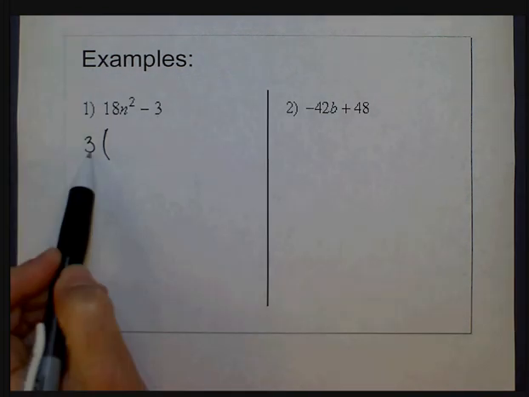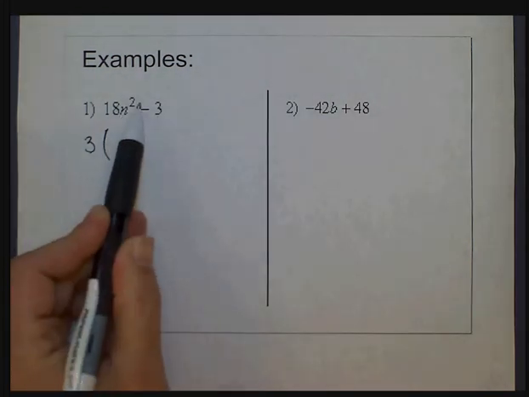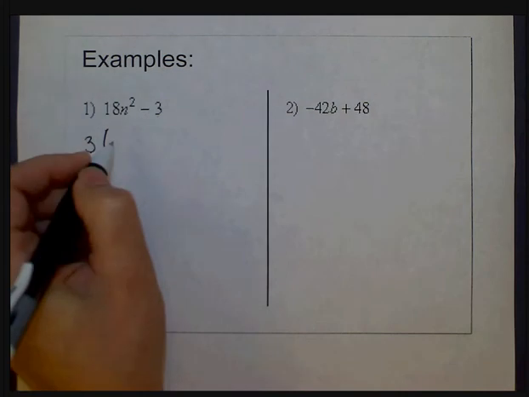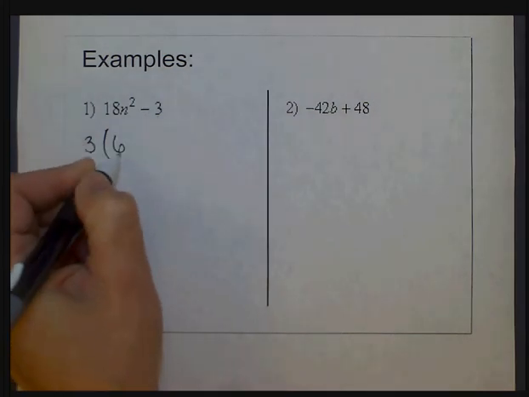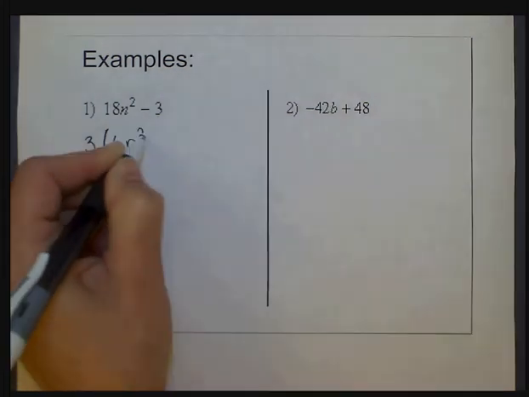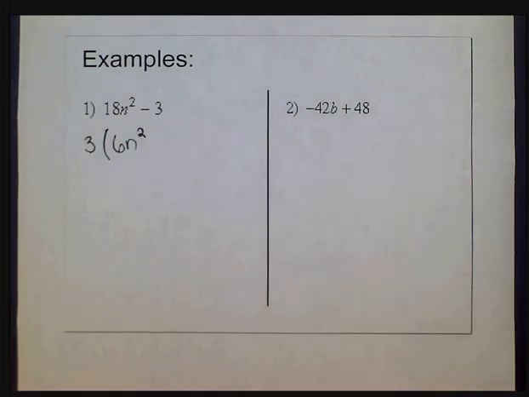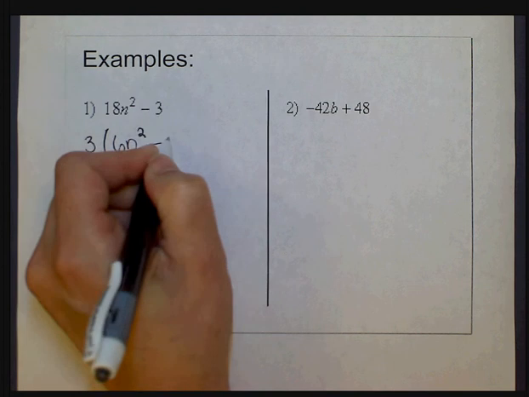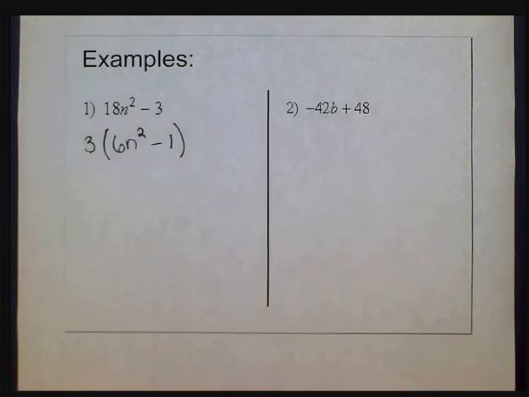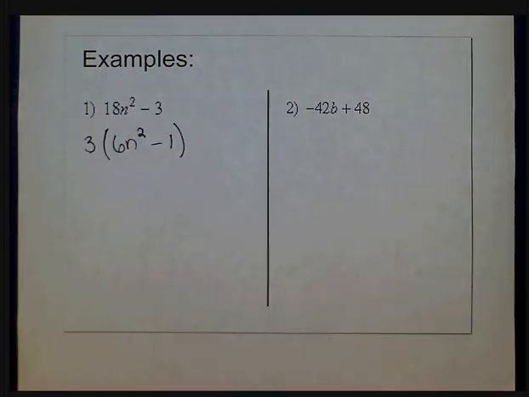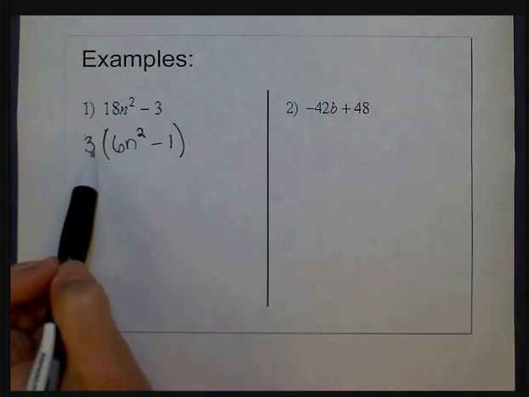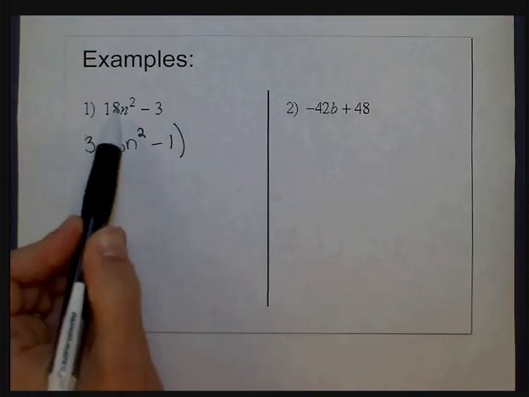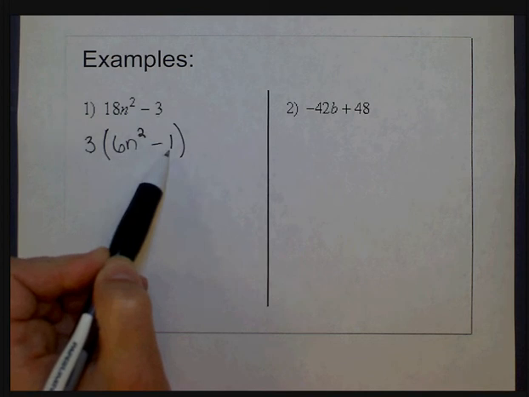So what times 3 will give me 18n squared? Well, 6 times 3 will give me 18, and I need the n squared. And then what times 3 will give me a negative 3? Negative 1. Now you can always check it by distributing your common monomial out in front. 3 times 6n squared is 18n squared, and 3 times negative 1 is negative 3.